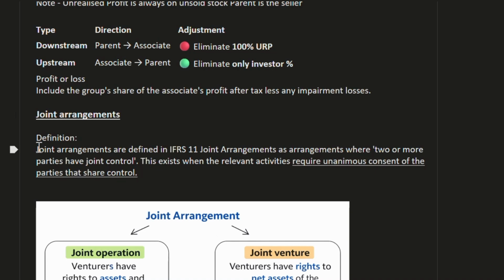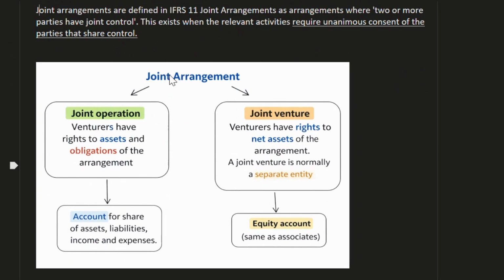Joint arrangements definition. Joint arrangements are defined in IFRS 11 Joint Arrangements as arrangements where two or more parties have joint control. This exists when the relevant activities require unanimous consent of the parties that share control. So the unanimous consent is required from the parties who share the control. Under joint arrangement, we have joint operation and joint venture.